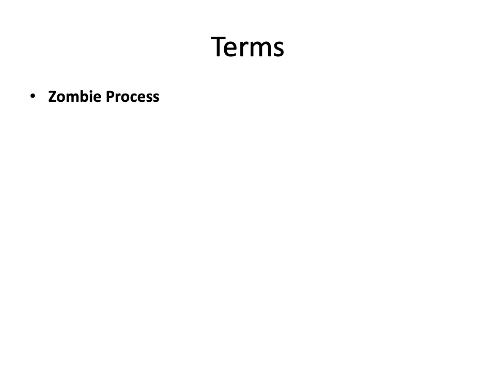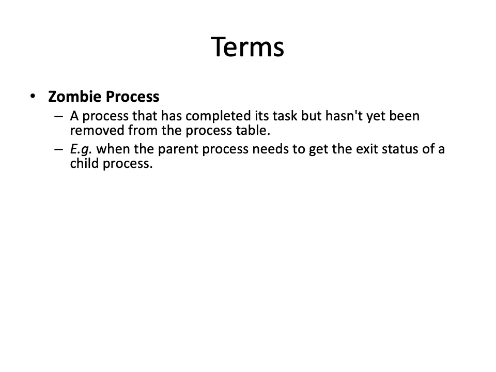Here are some terms I'd like you to be familiar with. The first is a zombie process. A zombie process is a process that's finished its task, but hasn't yet been removed from the process table. An example of this is if a parent spawns a child and wants to get the exit status of the child. The child runs, does its thing, completes and returns an exit status. The parent is waiting to get that exit status. The child is finished, so it's a dead child. That's morbid, but it hasn't yet given its exit status to the parent.